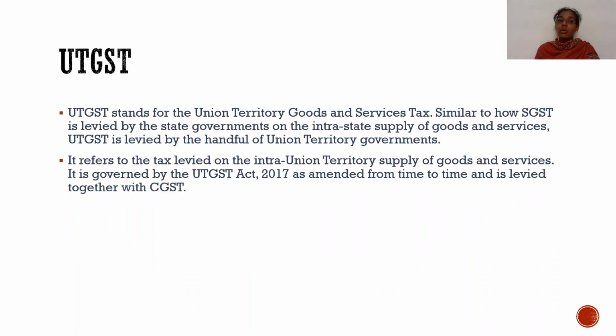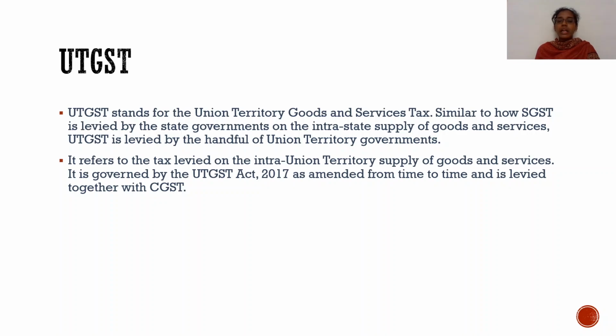Now let's understand what UTGST is. As we have seen, UTGST stands for Union Territory Goods and Service Tax. It is very similar to how SGST is levied by the state government on the intrastate supply. What does intrastate supply mean? Any supply that is made within one particular state, we call it intrastate supply. The UTGST is levied on the intrastate supply of goods and services.